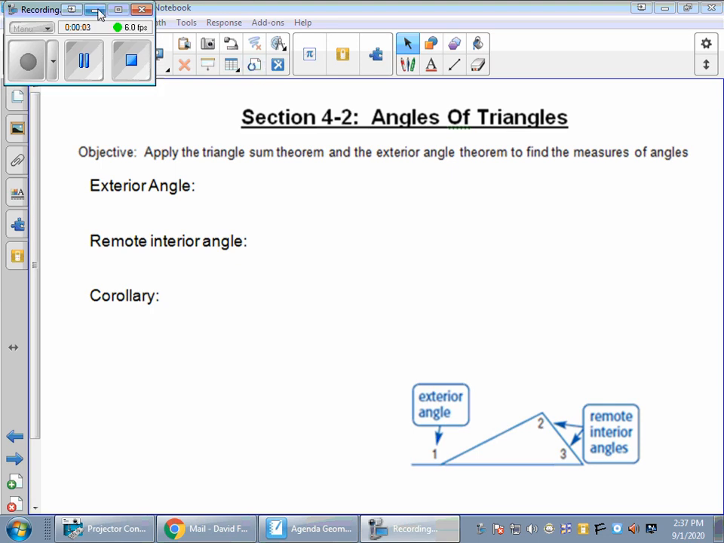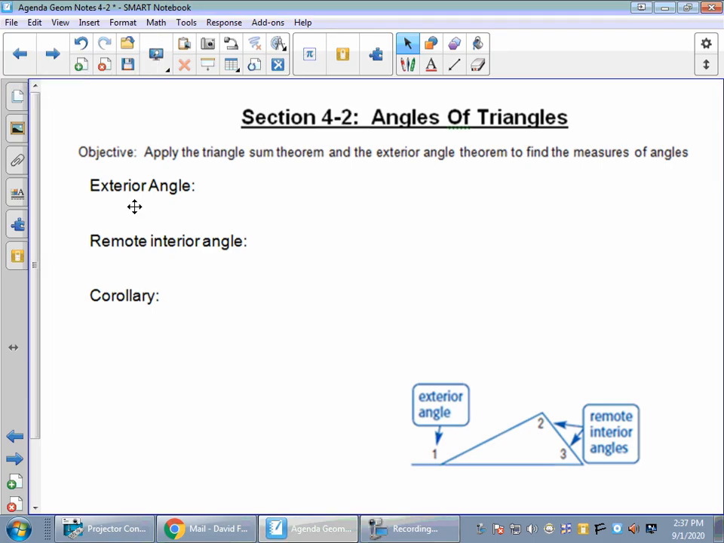Okay, geometry, welcome back. Section 4.2, angles of triangles. One of the things we want to get done here today, and that's the objective here, is to apply the triangle sum theorem and the exterior angle theorem to find measures of angles. So again, just to point out, we're dealing with angles of triangles. So you're not really going to be dealing with the sides here. You're going to be dealing with the angles.